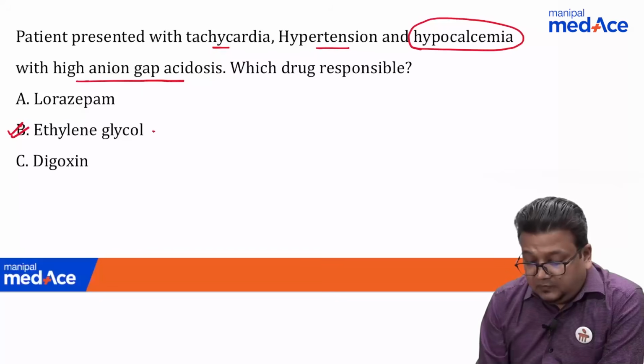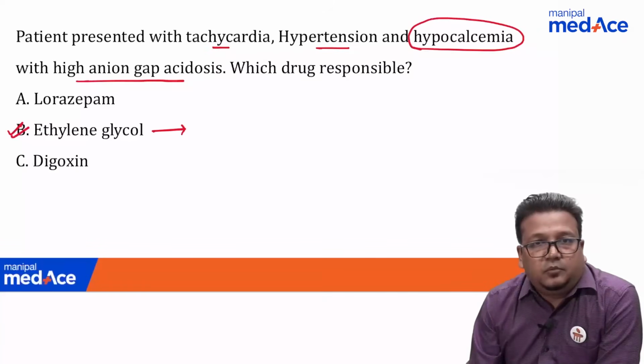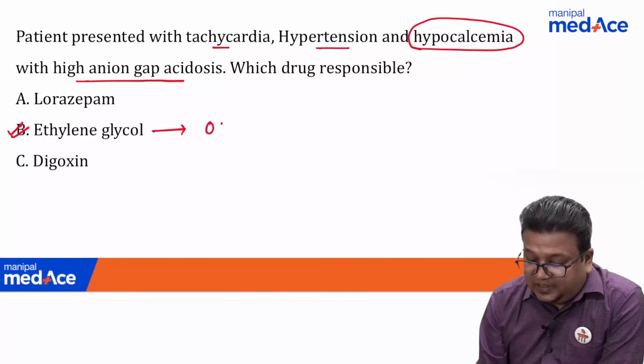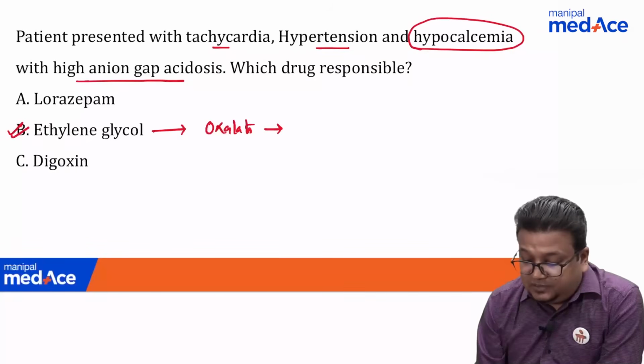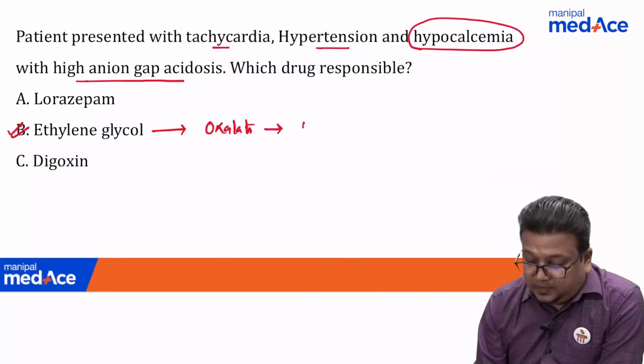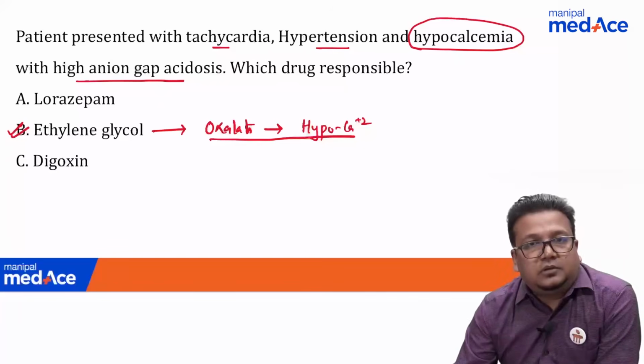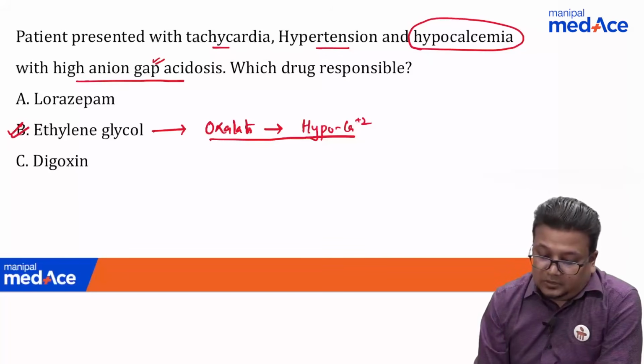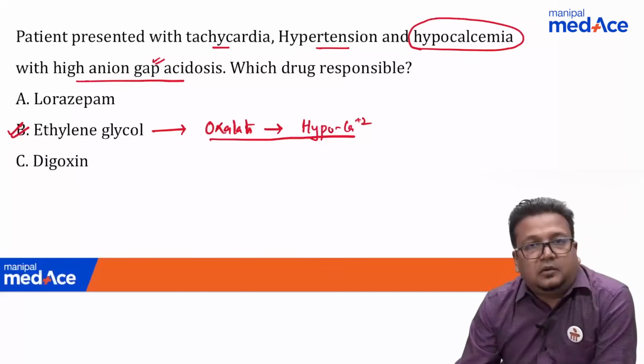Ethylene glycol, which is used as antifreeze in most cold countries, can cause oxalate production, and oxalate can bind with calcium, leading to hypocalcemia. Obviously, it is a type of alcohol, so it will lead to high anion gap acidosis. So that narrows down the options, and therefore ethylene glycol poisoning.